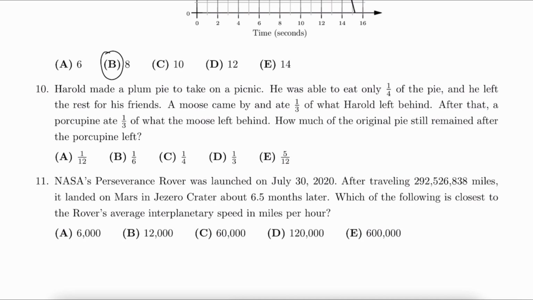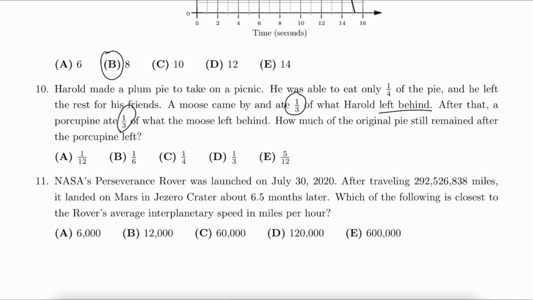All right, number 10. Harold made a plum pie to take on a picnic. He was able to eat only 1/4 of the pie, how wasteful, and he left the rest for his friends. A moose came by and ate 1/3 of what Harold left behind. After that, a porcupine ate 1/3 of what the moose left behind. How much of the original pie remained after the porcupine? I definitely pronounced that correctly.